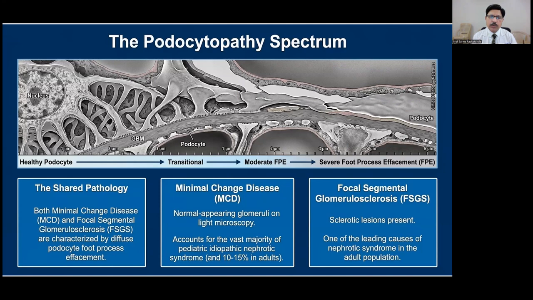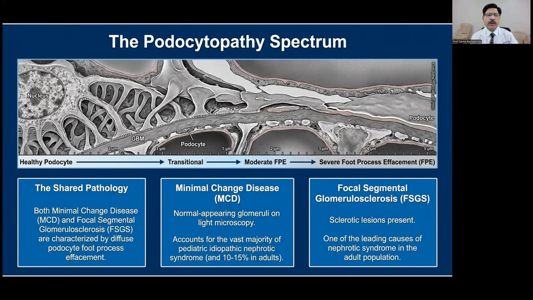What are the conditions which produce the foot process effacement? FSGS and MCD. Minimal change disease, with normal-appearing glomeruli on light microscopy, accounts for the vast majority of pediatric idiopathic nephrotic syndrome, and 10 to 15% of adults also have MCD. As the name suggests, it is easily treatable compared to the other forms. Focal glomerular sclerosis: sclerotic lesions are present not throughout the kidney but in a patchy manner, one of the leading causes of nephrotic syndrome in the adult population. If you see nephrotic syndrome in an adult, you can think of FSGS.